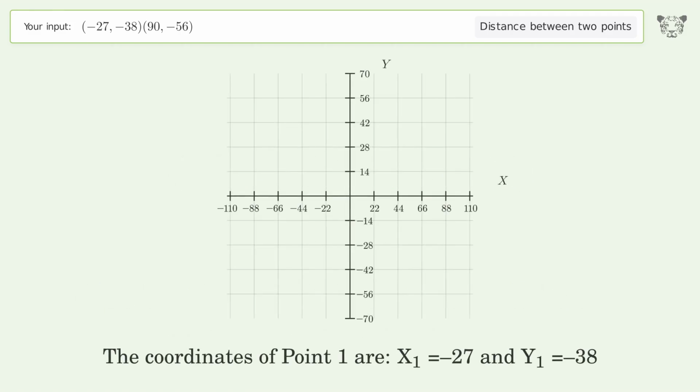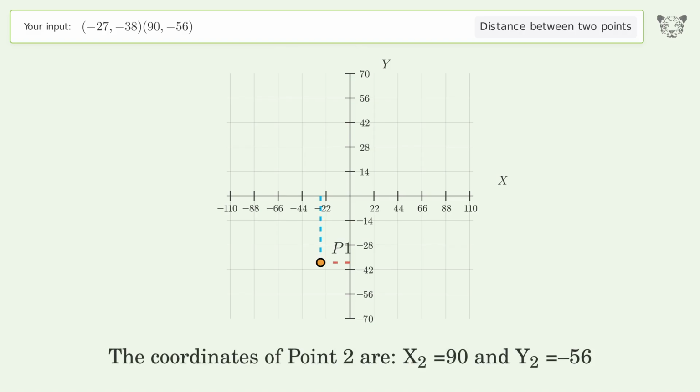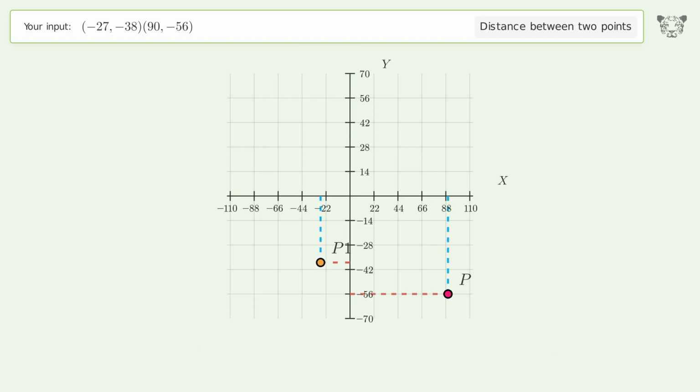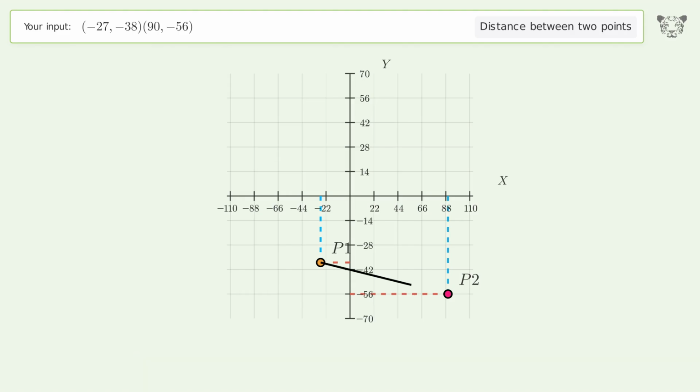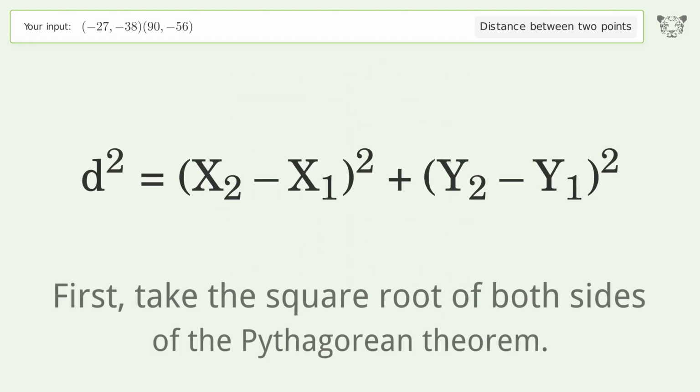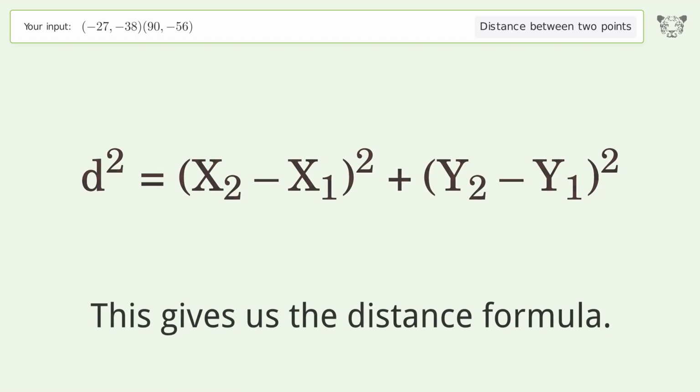The coordinates of point 1 are x1 equals -27 and y1 equals -38. The coordinates of point 2 are x2 equals 90 and y2 equals -56. D is the distance between the 2 points. First, take the square root of both sides of the Pythagorean theorem. This gives us the distance formula.